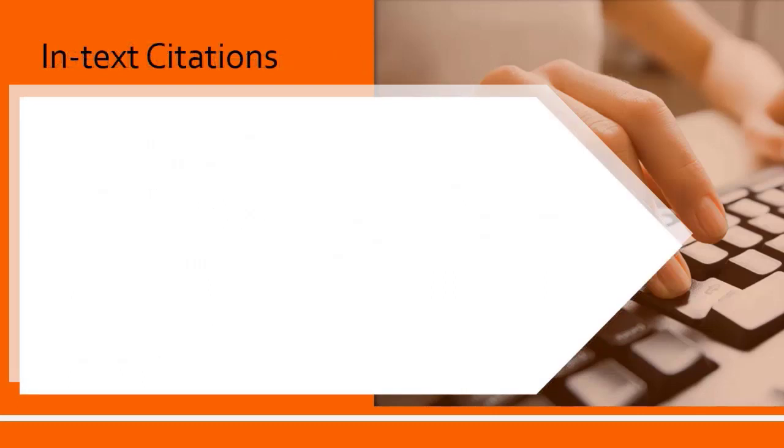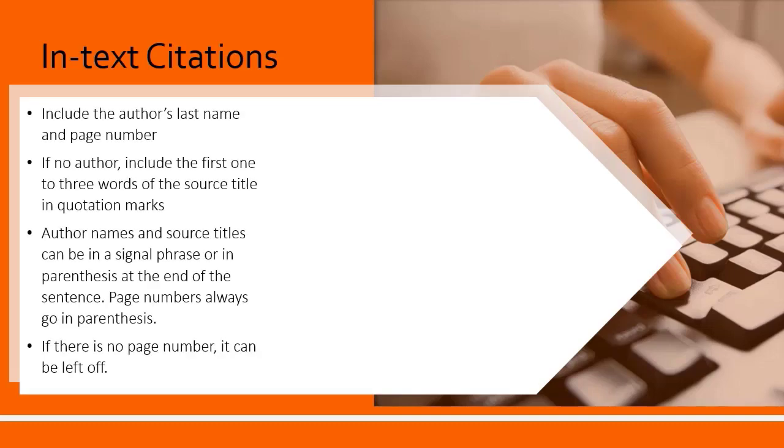As you already saw in the previous examples, in-text citations are used to identify when you're using source information in your paper, and it helps your reader find more details about the sources on the works cited page. In-text citations should include the author's last name and page number, but if there's no author, you can include the first 1 to 3 words of the source title in quotation marks and parentheses.